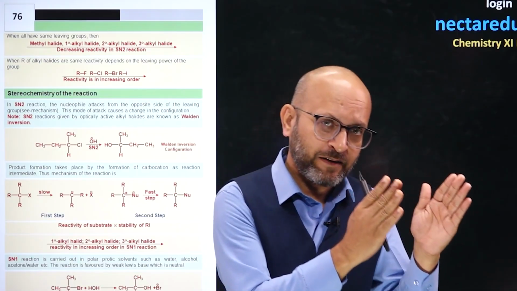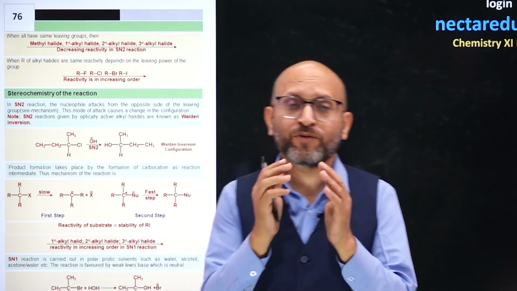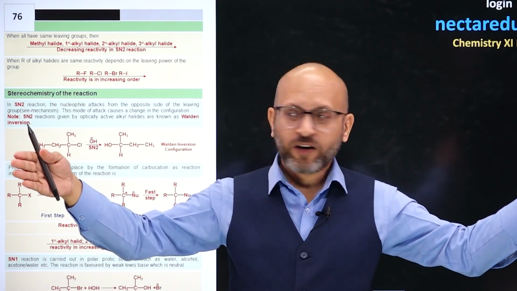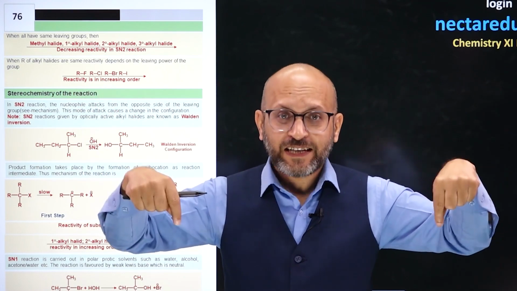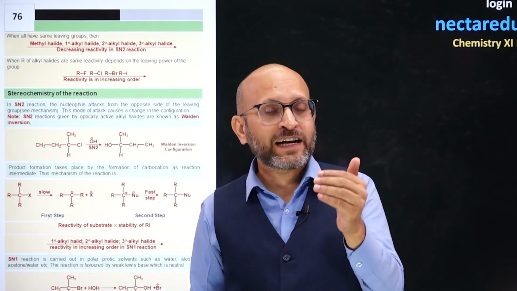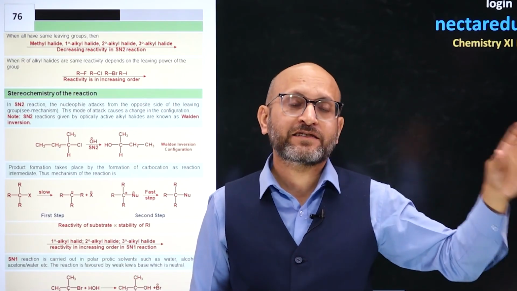Now, among fluoroalkanes, chloroalkanes, bromoalkanes, and iodoalkanes, I think you will agree with me that the carbon-iodine bond is a bigger and longer bond, so it is weak, so it breaks easily. So, iodoalkanes are more reactive than bromoalkanes, then chloroalkanes, then fluoroalkanes.